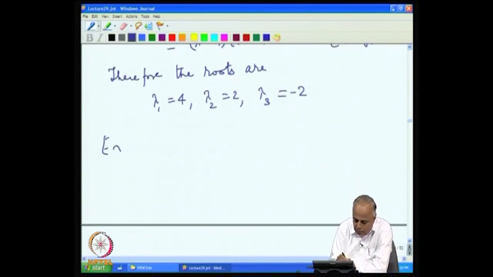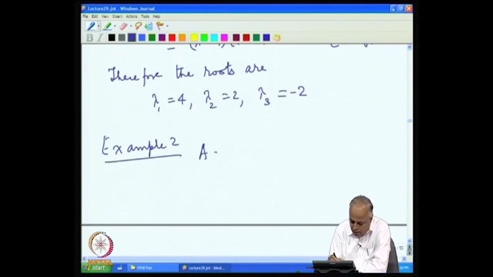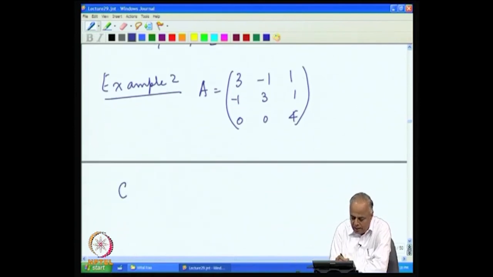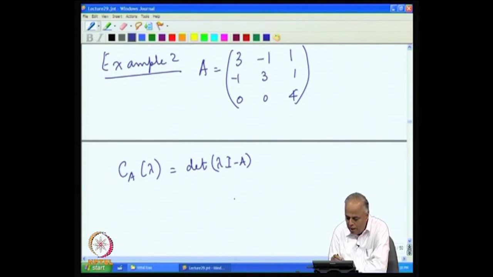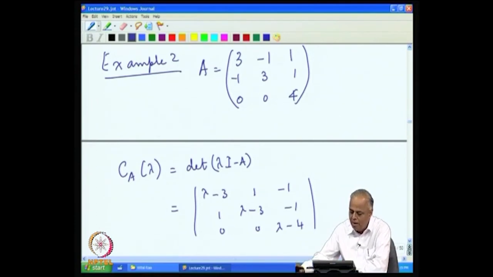So, therefore, the roots of this characteristic polynomial, namely 4, 2 and minus 2, are the eigenvalues of this matrix. Let us look at another example. This is again the same matrix which we considered earlier to give an example for eigen pairs. Suppose we consider this matrix. What is the characteristic polynomial C A lambda? That is the determinant of lambda I minus A. Now, if I write lambda I minus A, I have to negate A and then stick a lambda along the diagonal.